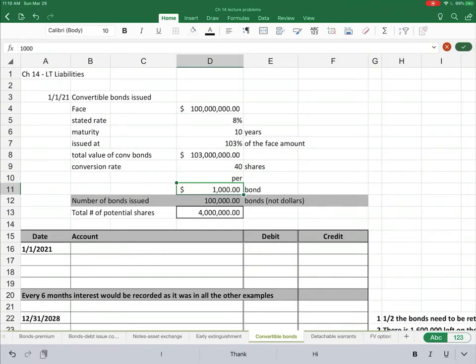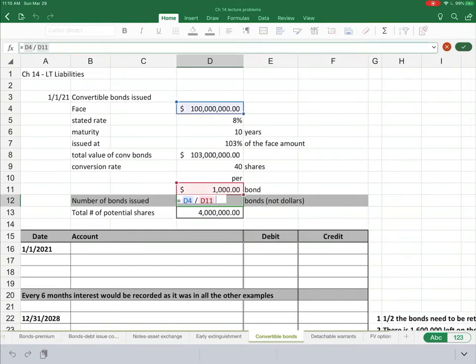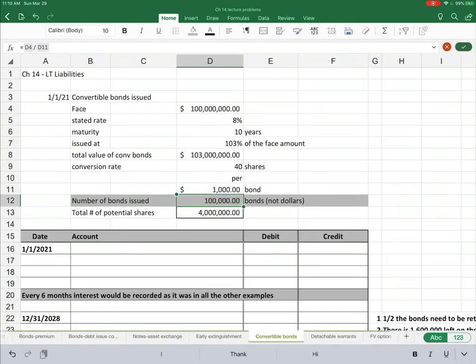So what I did here, just to exhibit what the actual amount of the investment is: if we had $100 million worth of bonds, and each one of those bonds had a value of $1,000, $100 million divided by $1,000 tells us how many bonds are actually outstanding. When we issue these bonds, how many of them are there? There are 100,000 bonds out in the investing public's hands.